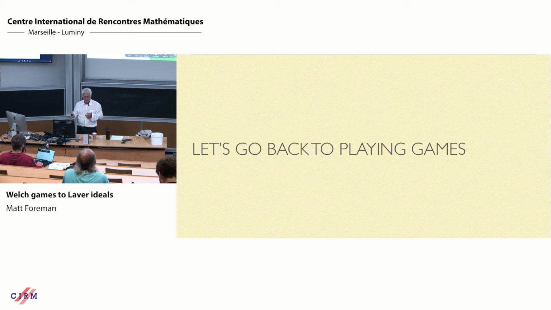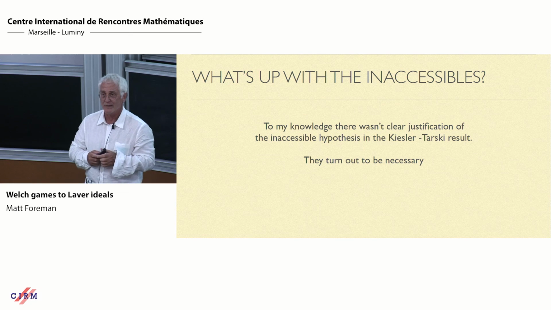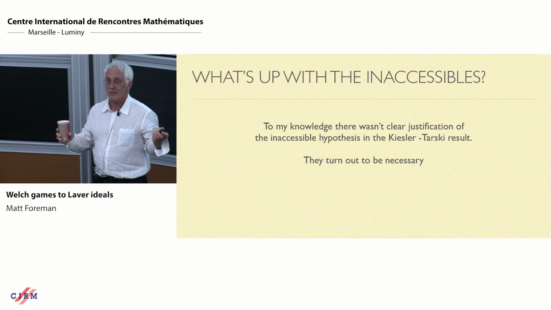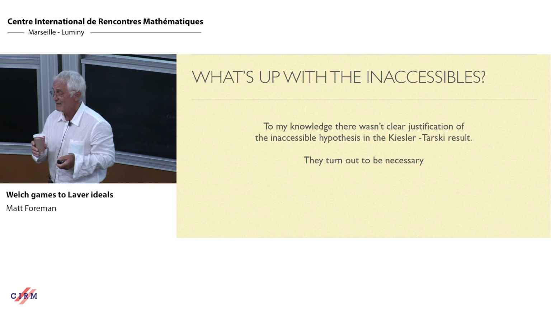Okay, let's go back to playing games. I have 20 minutes left. What's up with the inaccessibles? It's a little amusing with modern eyes to go back and look at the Kiesler-Tarski papers and the Kanamori book. Aki's written a lot about these things. They don't ever really explain why the hypothesis is inaccessibility. They're generalizing properties of omega, and omega is inaccessible, so you have inaccessibility.